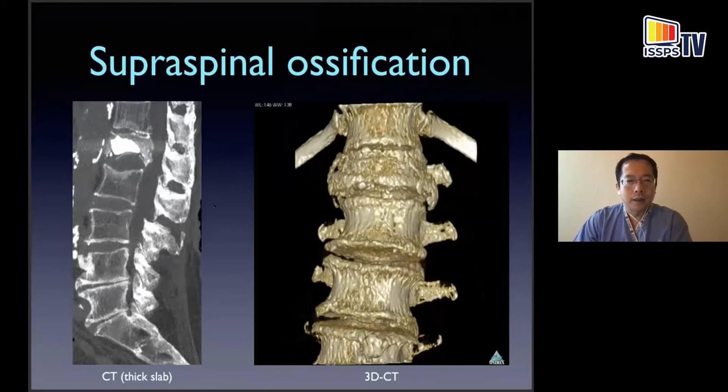Here's a CT scan of supraspinous calcification, and the CT will be more sensitive in picking up calcifications. This patient had a prior vertebroplasty for a vertebral compression fracture. But you can see here calcification along the supraspinous ligament in the upper part of the lumbar spine, and that will make it difficult to assess as well.